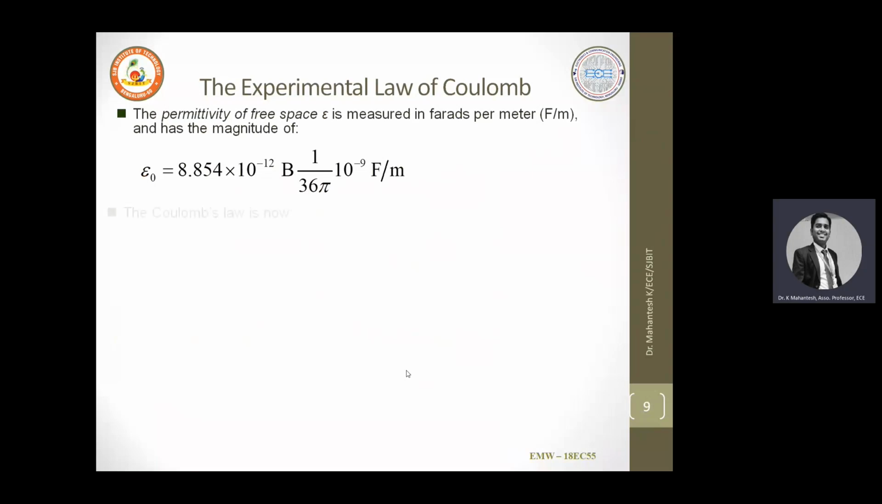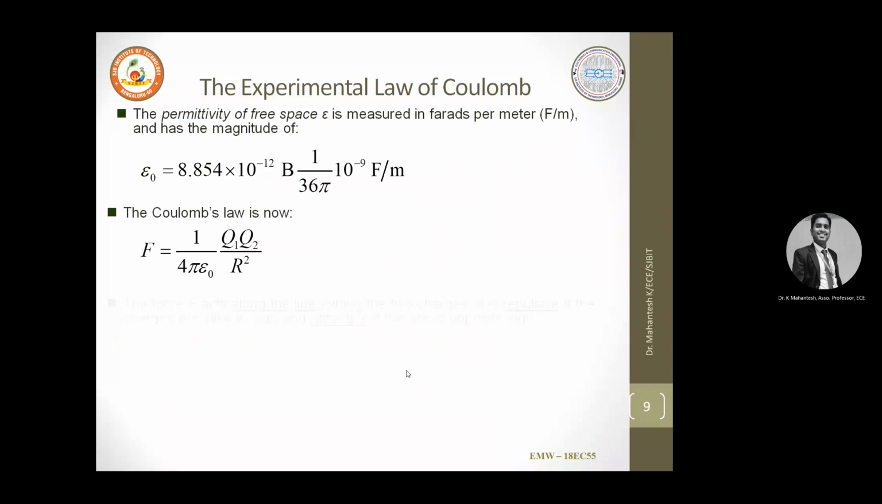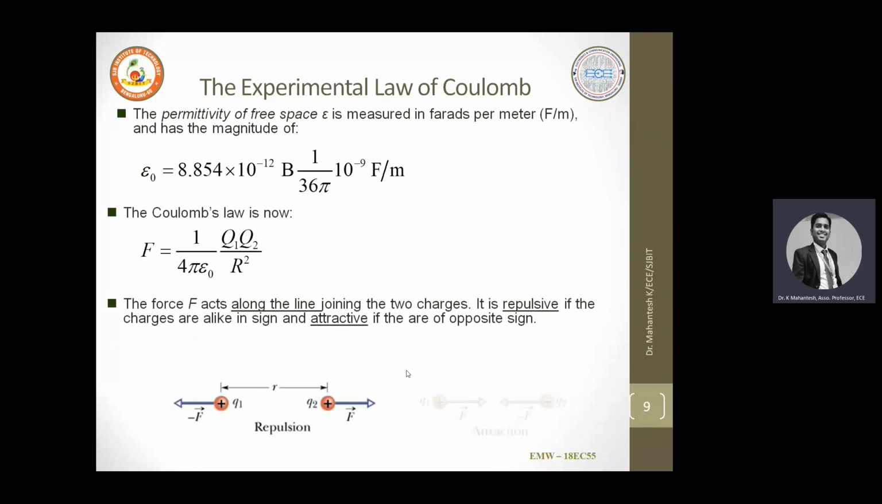So now Coulomb's law can be stated as F, which is the force acting due to charge Q1 on Q2 or Q2 on Q1, is equal to 1 over 4 pi epsilon naught Q1 Q2 by R square. The force F acts along the line joining the two charges. It is repulsive if the charges are alike in sign and attractive if they are of opposite sign.